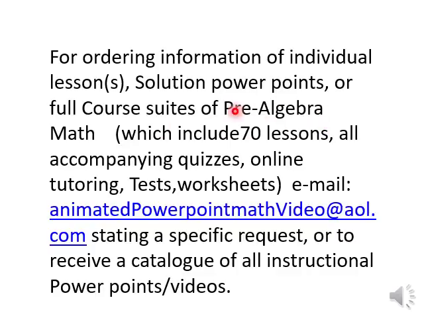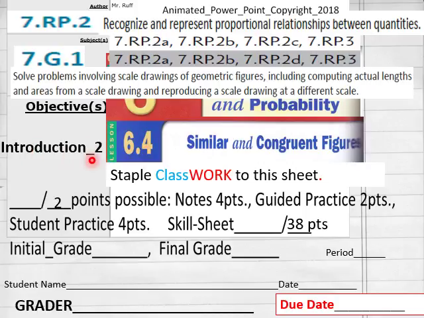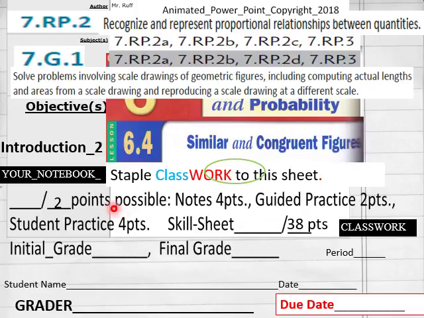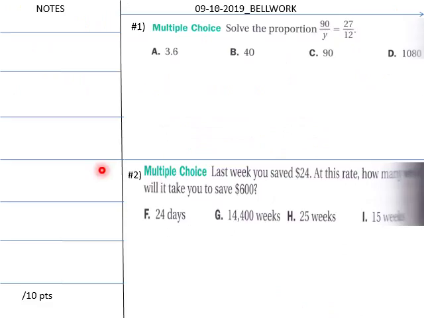Hello everybody, getting ready to do lesson 6.4 part 2 for pre-algebra math. Part 2 is what we're doing right now: Introduction to similar and congruent figures. We have a 38-point skill sheet for classwork, and we have 2 points here of notebook.